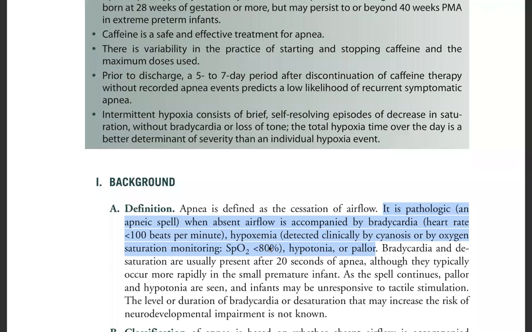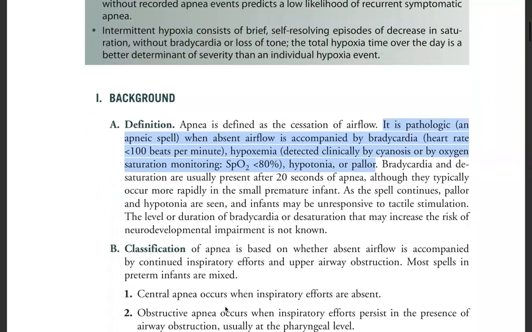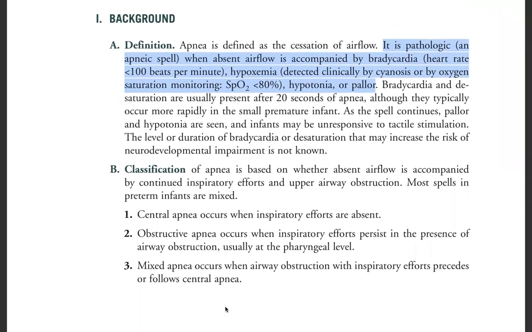What level of desaturation or bradycardia will cause neurodevelopmental impairment is still not known. Suppose you have seen a baby apneic for 1 or 2 minutes and it has come back, whether there will be neurological sequelae or not, we don't know.